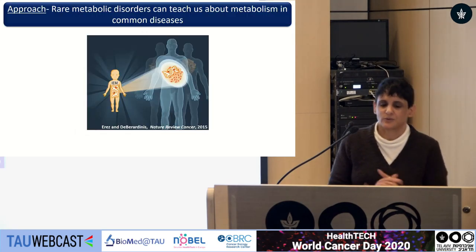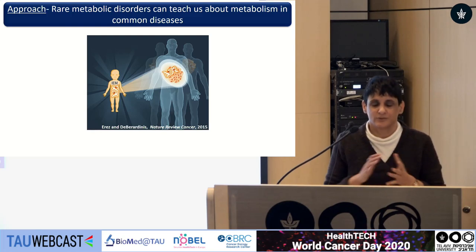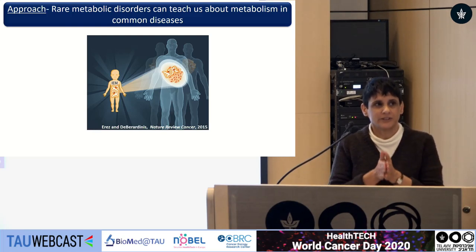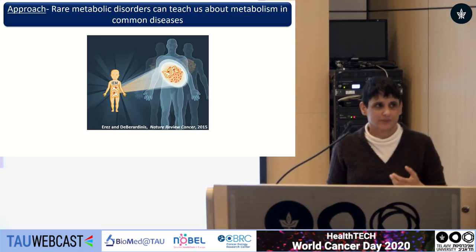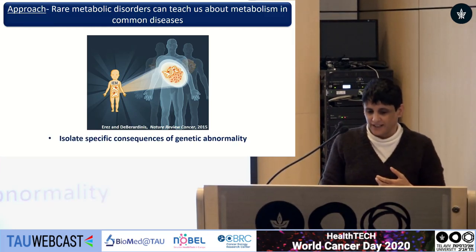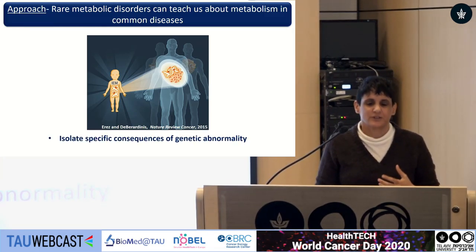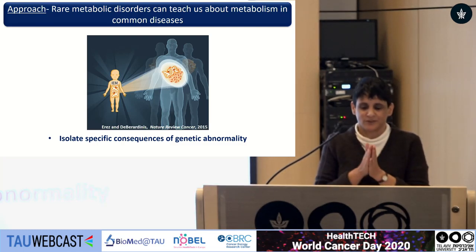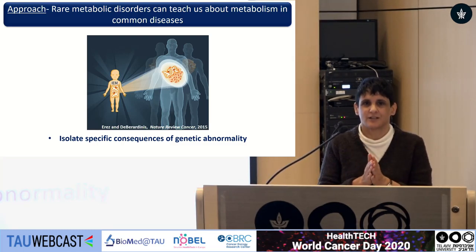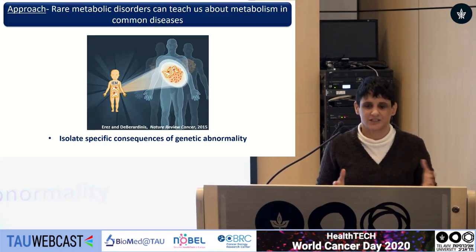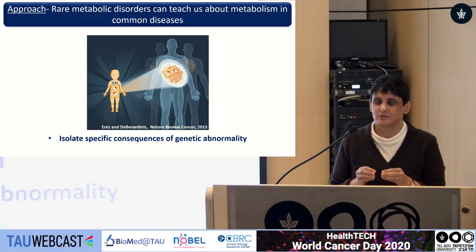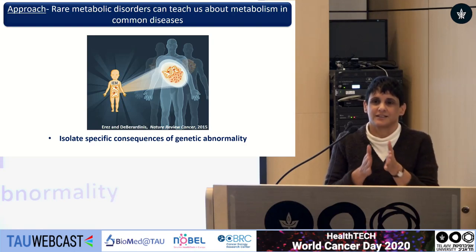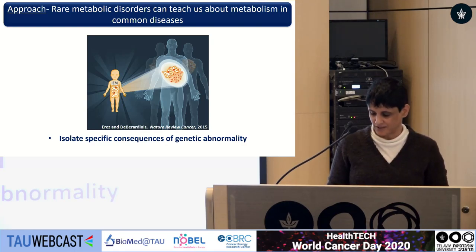Our approach is to look at patients, in this case, that have urea cycle disorders, and by looking at them, dissect the changes that these urea cycle enzymes cause in cancer. And why do we use this approach? First of all, because it allows us to isolate the specific consequence of a specific genetic abnormality. Because in cancer, so many changes occur simultaneously, and if we want to isolate the specific changes caused by a specific gene, it's very difficult. So it makes much more sense to look at patients that have this specific metabolic change.